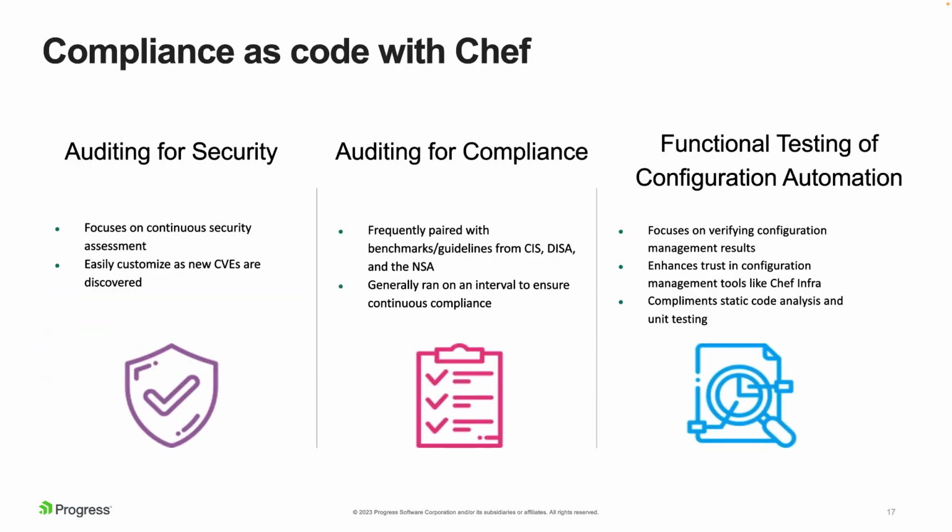Let's take a look at compliance as code with Chef and just how easy it is to make sure that your compliance and security postures are always maintained at desirable states. The first benefit that compliance as code with Chef can help you achieve is the ability to audit for security, where we have seen customers that have focused on continuous security assessments and are able to easily customize even new CVEs. And auditing for compliance, where customers have paired compliance checks with CIS or DISA STIG benchmarks or guidelines and are able to maintain continuous compliance of their system.